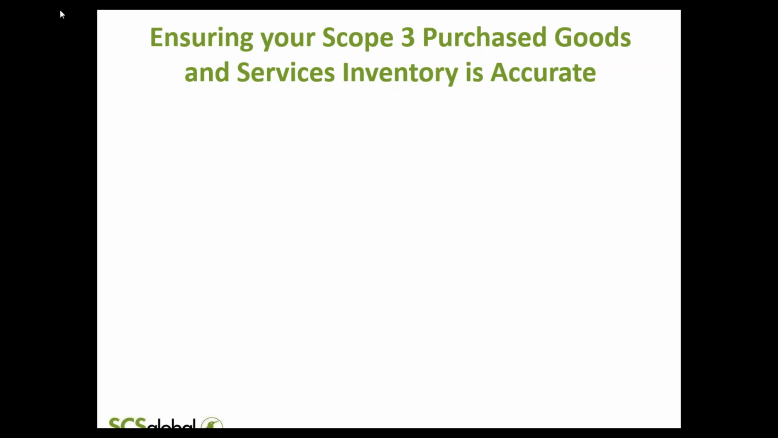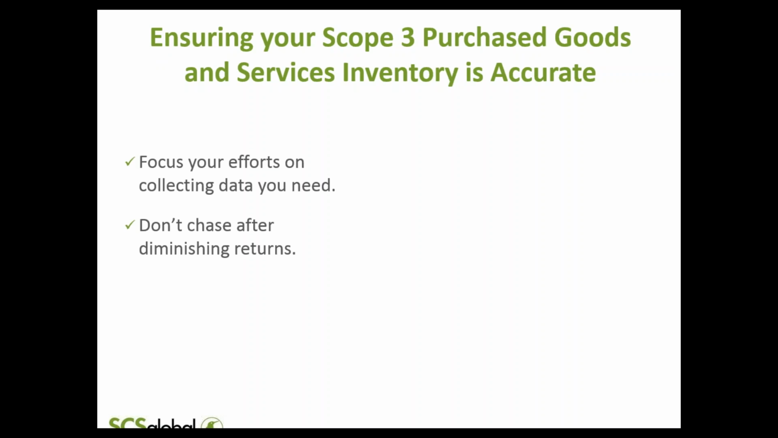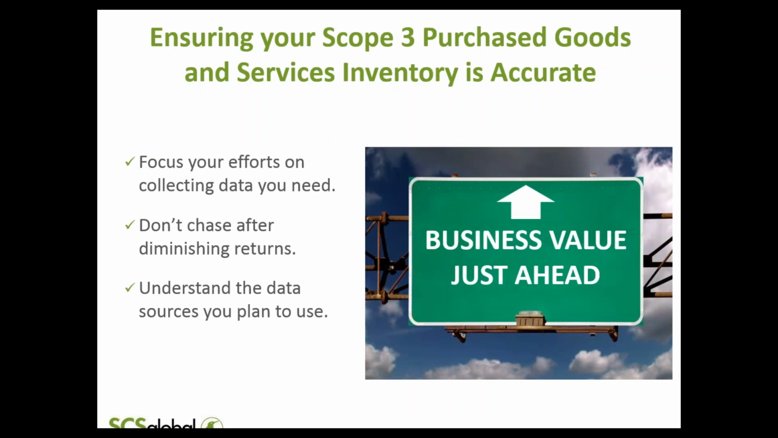Now just to recap and conclude before we get into questions and answers, some key steps on ensuring your Scope 3 purchased goods and services inventory is accurate. You want to make sure that you focus your efforts on collecting the data you need. Don't chase after diminishing returns. You want to avoid chasing after suppliers that make up even cumulatively a very small contribution to the total inventory. And it's very important at the outset to understand the data sources you plan to use. If you take these steps, you can have a more accurate and credible Scope 3 inventory that can allow you to get the most business value out of the steps you're taking to evaluate it.